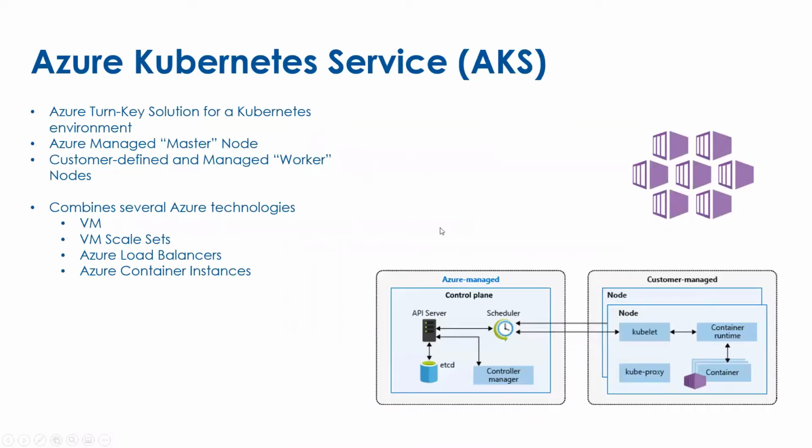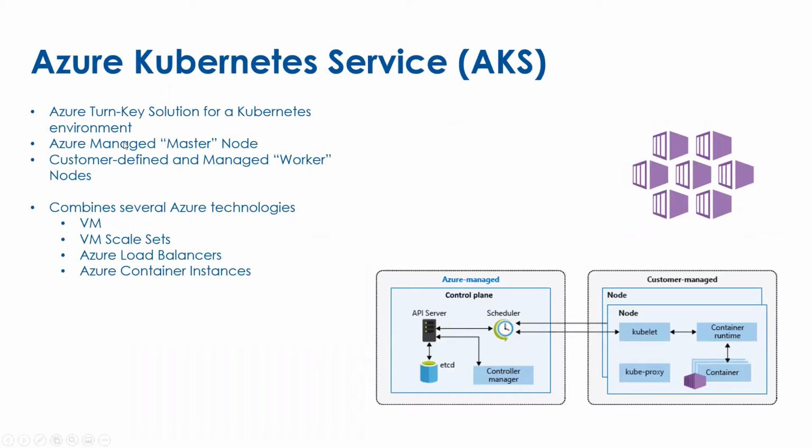So how does Azure Kubernetes Service implement the Kubernetes architecture? It's a turnkey solution for Kubernetes environments. You can imagine, if you're trying to deploy this in your own data center or on-prem, you've got to set up the master node and all of your worker nodes, make sure that they're all installed and configured with networking, then all of that access. So AKS takes that away and sets up a lot of that for you.